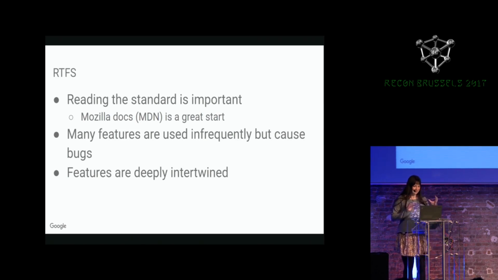I find there's almost a trade-off. Every so often you do find a bug in a really commonly used feature, but most of the bugs are in stuff that less than 1% of web pages, or even way less than that, ever use. And the features can be very deeply intertwined. Quite often one thing that turns up in the standard has really deep reaching impacts in other places.